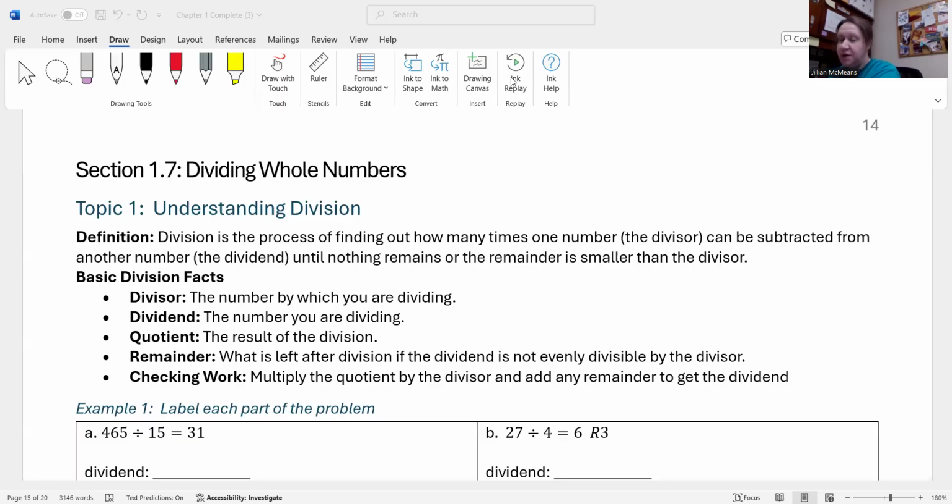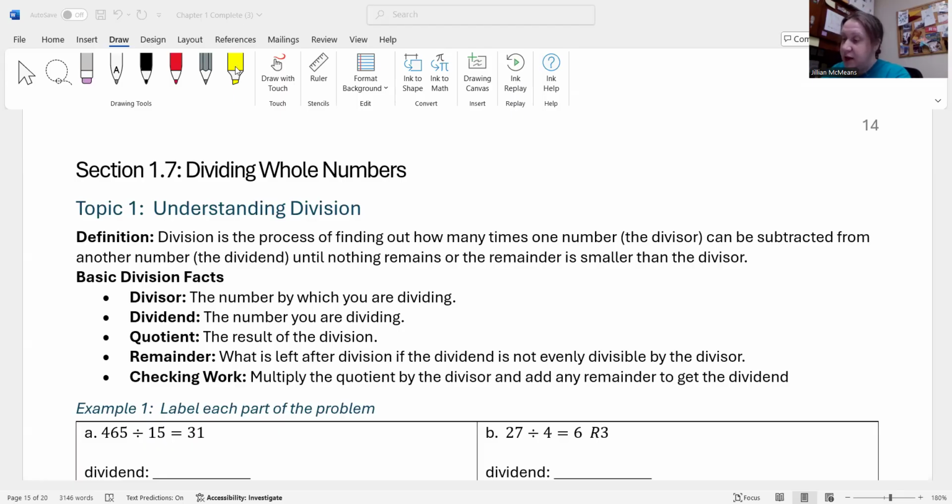For this next section, we're going to discuss dividing whole numbers. And for topic one, we're just going to get a feel for what division is. So by definition, division is the process of finding out how many times one number, called the divisor, can be subtracted from another number, called the dividend, until nothing remains or the remainder is smaller than the divisor.